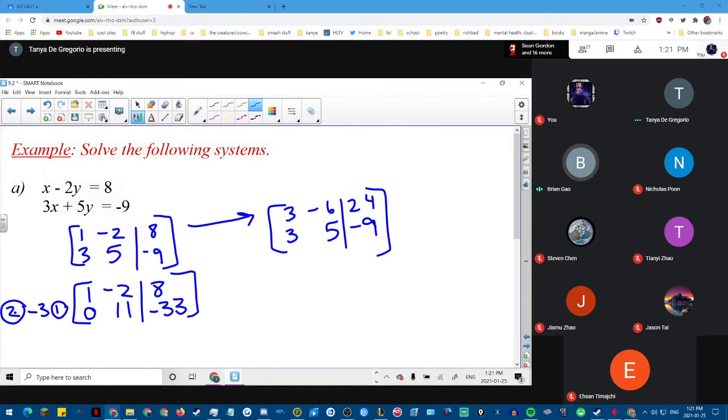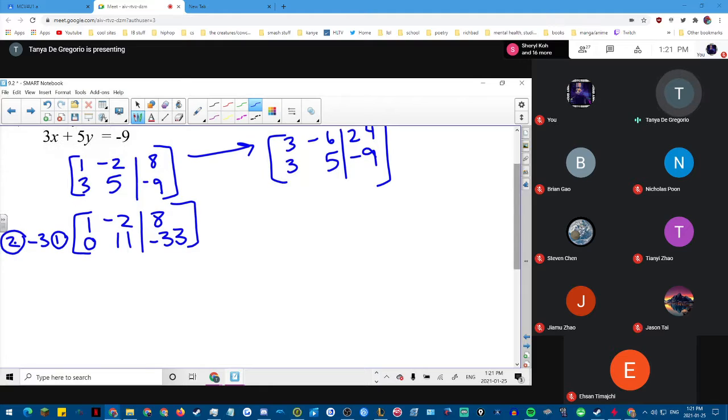The 11 to be a 1. Good. I need the 11 to be a 1. And what about the -2? What do I need the -2 to be? 0. Yeah, I need it to be a 0. So do you see anything that I might be able to do? If I want to make that 11 a 1, let's start there. What can I do? Divide by 11. Yeah, good. You can take row 3 and just divide it by 11, right?